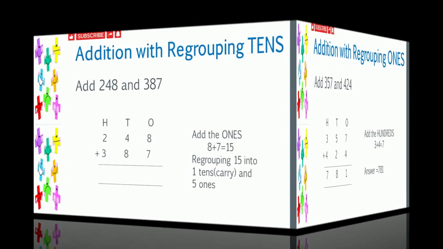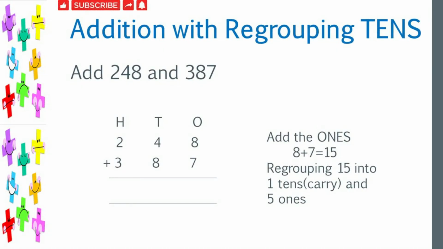Now children, let's learn addition with regrouping at tens place. Here the example is to add 248 and 387. Let us first write numbers in column form. Now add the digits at ones place. 8 plus 7 equal to 15.